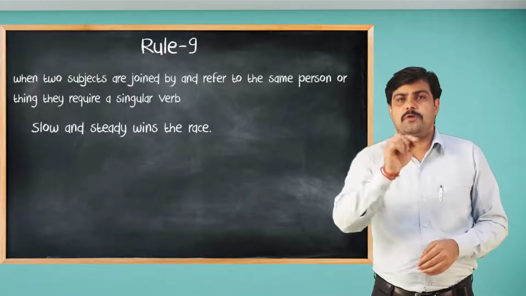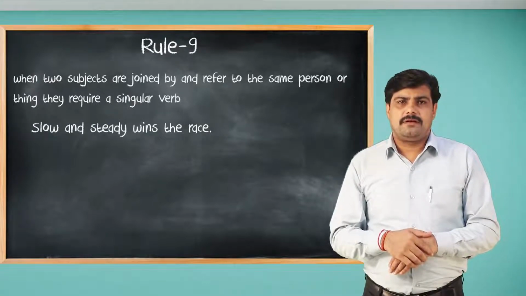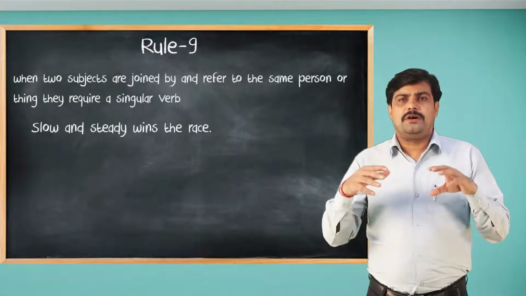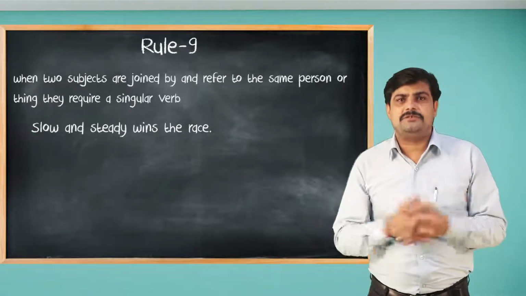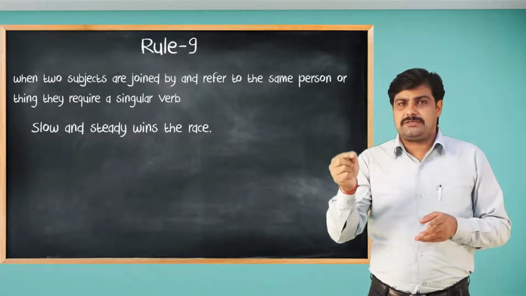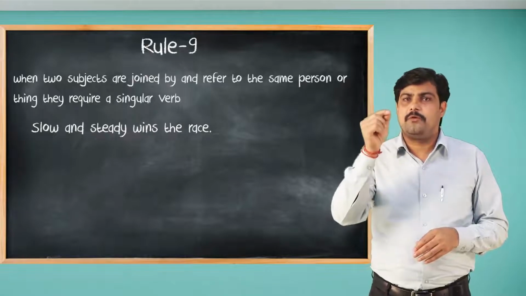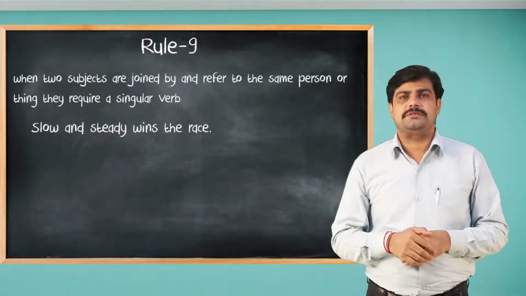For example, slow and steady wins the race. You might have heard somewhere. The wages of sin is death. You might have heard. So slow and steady wins the race. Slow and steady is representing one thing here. So the verb is wins, a singular verb is used.